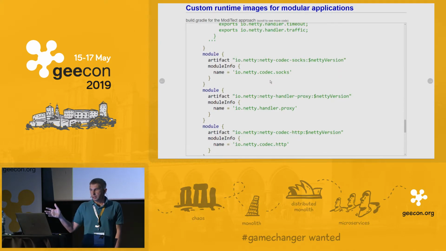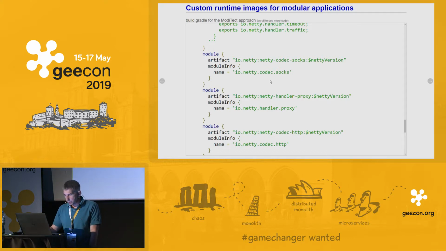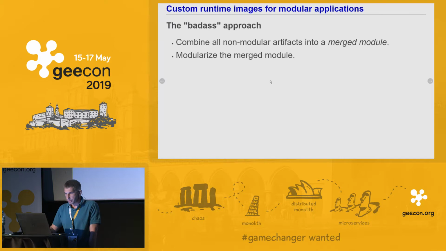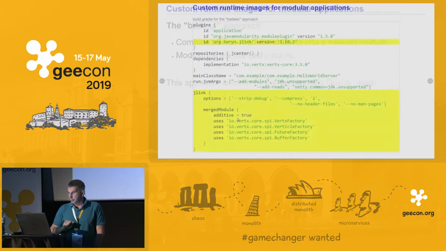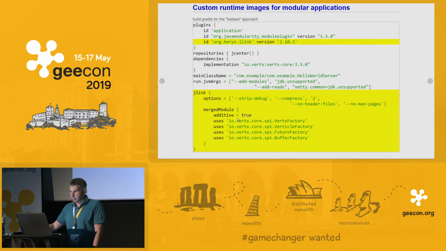And if you're lazy and you think this is too much work to do, you can take another approach, the so-called badass approach. In this approach, we combine all non-modular artifacts into a single one, a so-called merged module, and then we only need to modularize this merged module. And there is a Gradle plugin that does exactly this for us. And this is how we use the plugin.